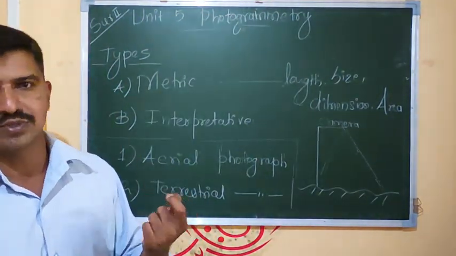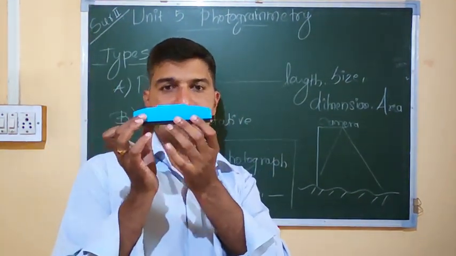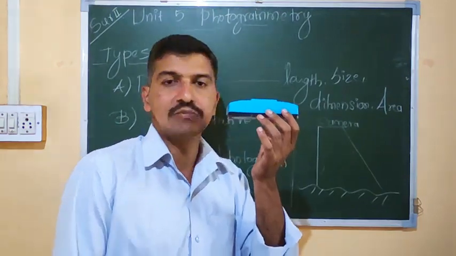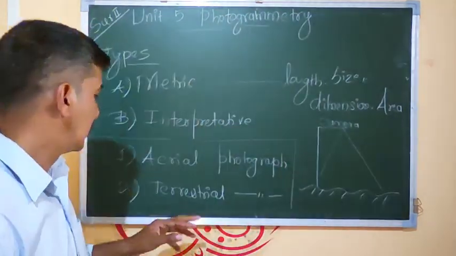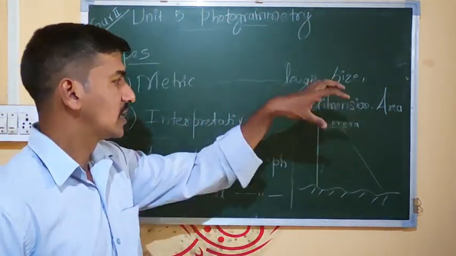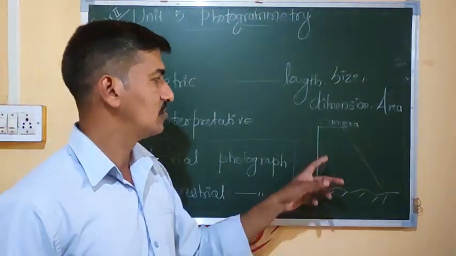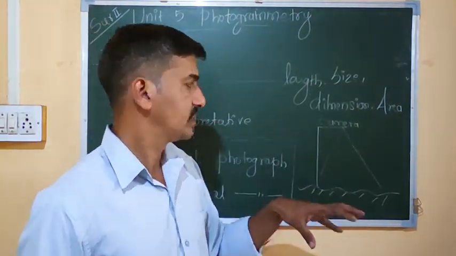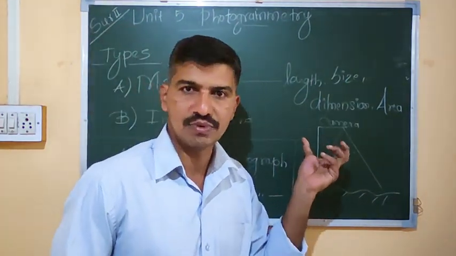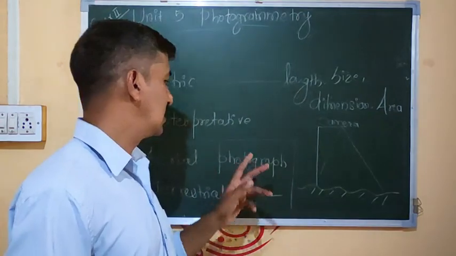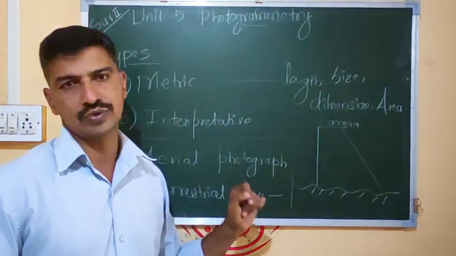What are aerial photographs? The camera is mounted on an aircraft, and the aircraft is moving with some specific speed at some height from the ground. Whereas terrestrial photographs are nothing but the camera is just mounted at some particular height from the ground level, and it is not moving. Of course, it is a constant type of camera. This is the main difference between the aerial photographs and the terrestrial photographs.